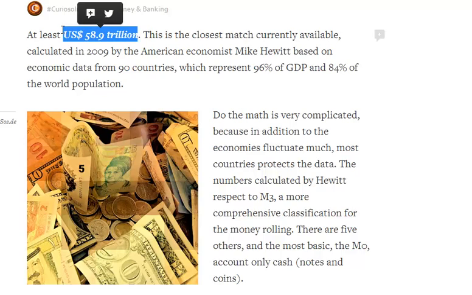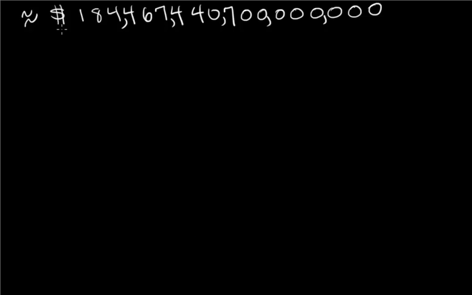So we're going to write that number down. I'm going to go back to the checkerboard and we'll write that number down and compare it to how much money was on the 64 squares in total. This was the amount of money we calculated to be on the board, and what we just saw on that page was that 58.9 trillion. That's times 10 to the 12th.